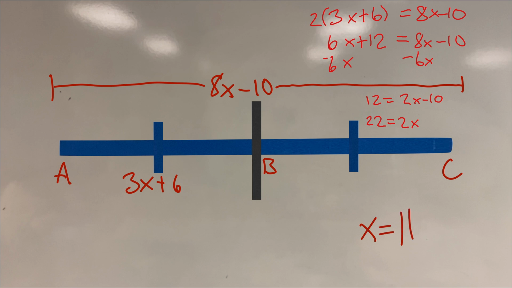So now if we wanted to find BC, or if we wanted to find AB or anything, we would just plug it in. So if I wanted to find BC, well, I know it's the same as AB. So I would just do 3 times 11 is 33 plus 6, which means BC would equal 39. And there we go. That's how we solve some of these segment addition, postulate, and midpoint problems.